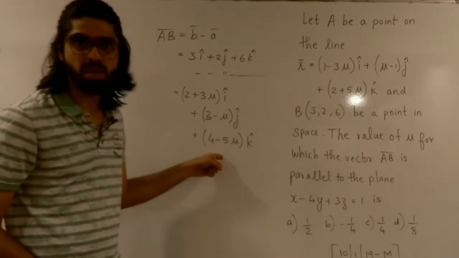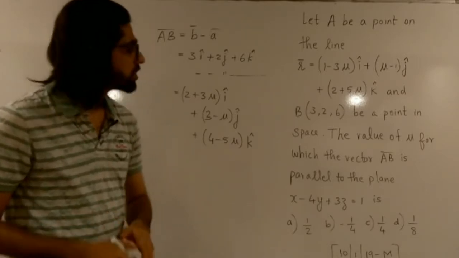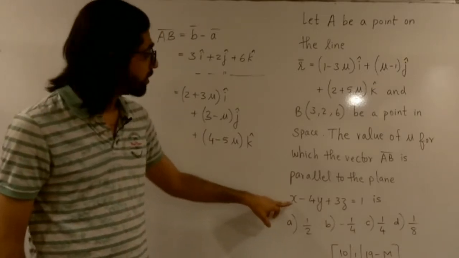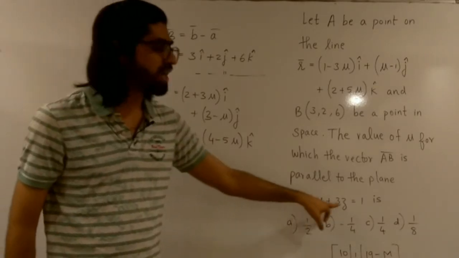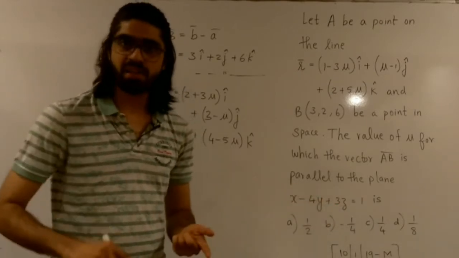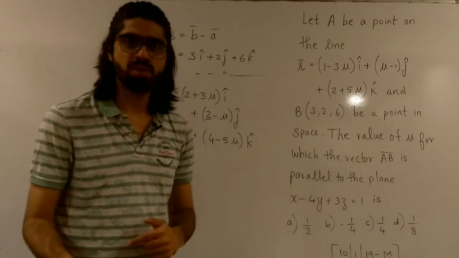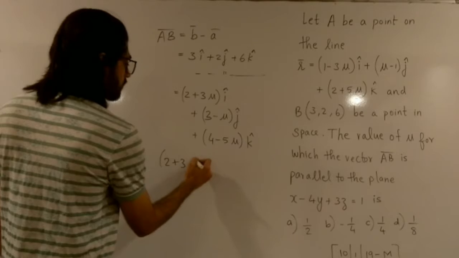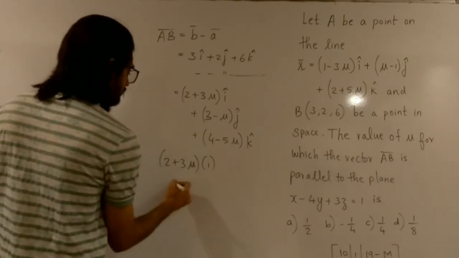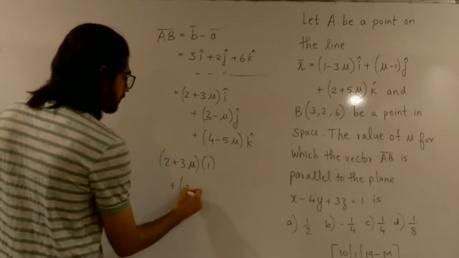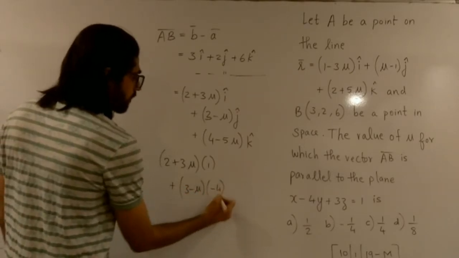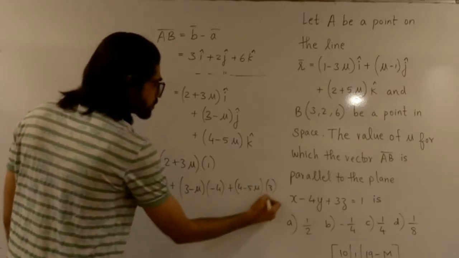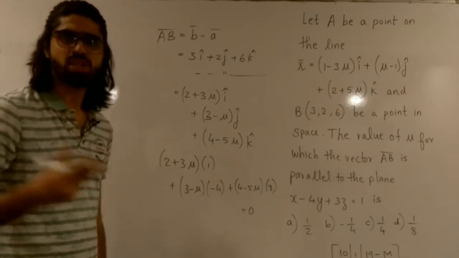So this becomes my vector AB bar, and like I said, my vector AB bar is parallel to this plane. So the vector AB bar is perpendicular to the normal to this plane, and the normal to this plane is I cap minus 4j cap plus 3k cap. Since the normal and vector AB bar are perpendicular, their dot product will be 0. Take a dot product of the two vectors. So we will have 2 plus 3 mu, the whole into 1, plus we will get 3 minus mu, the whole into minus 4, plus we will have 4 minus 5 mu, the whole into 3 equal to 0. Simplify that expression and you will get the value of mu.